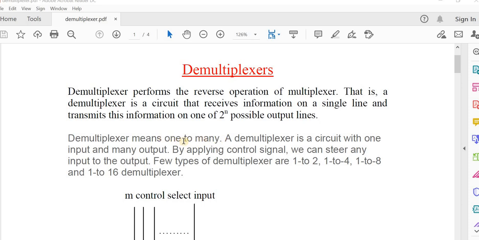That means it converts one input signal to many output signals. So a demultiplexer is a circuit with one input and many outputs. By applying a control signal, we can steer the input to any of the outputs. A few types of demultiplexers are 1 to 2, 1 to 4, 1 to 8, and 1 to 16 demultiplexer. And here we will see the 1 to 4 demultiplexer.